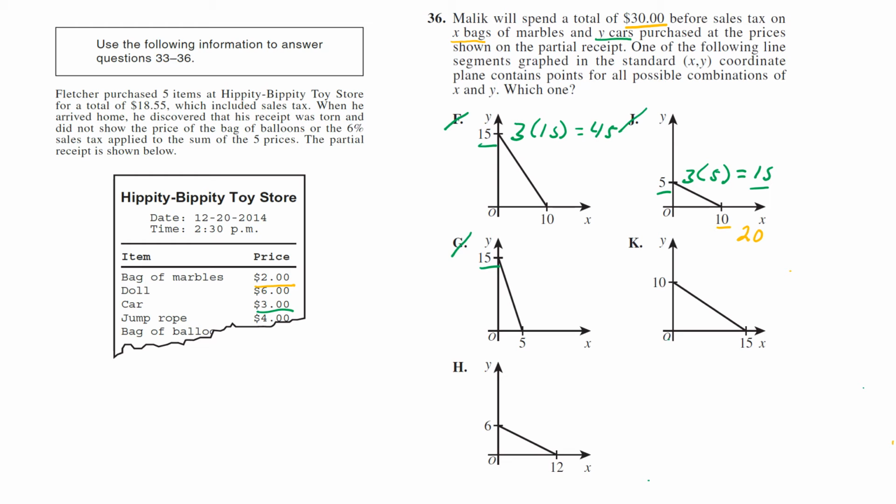So if he bought just cars, for example, it would be 3 times 10, which is 30. Right? That's the range we're looking for. And if he just bought marbles, it'd be 15 times 2, which is also 30. And it could be any range in between there. So your answer has to be K.